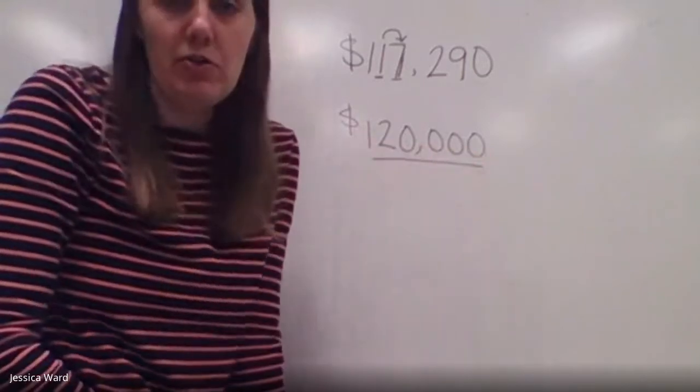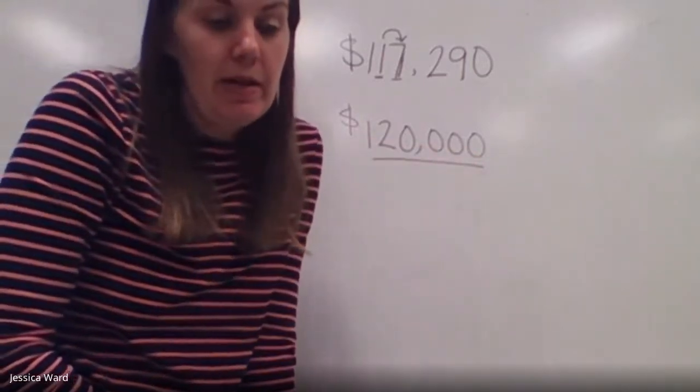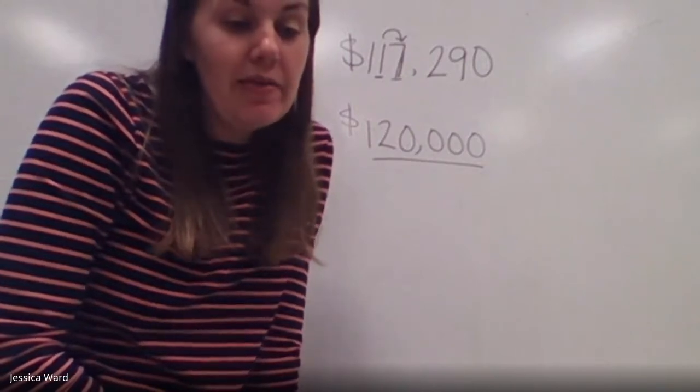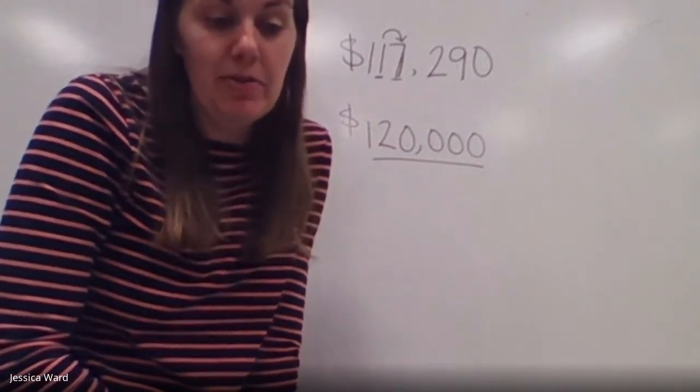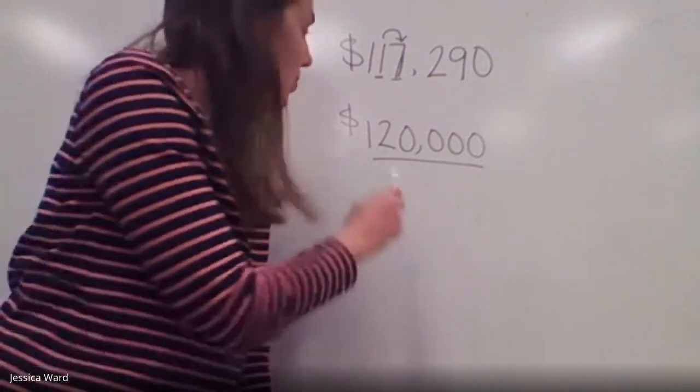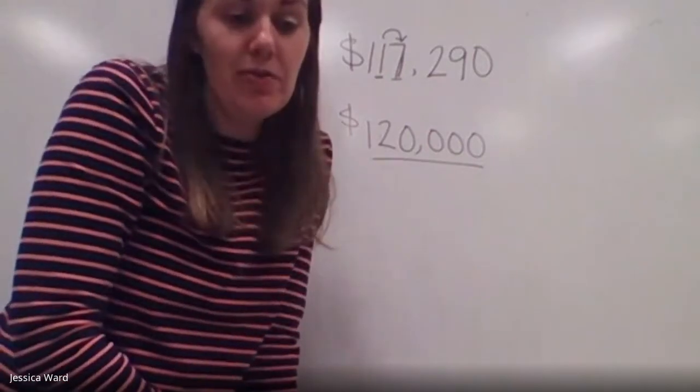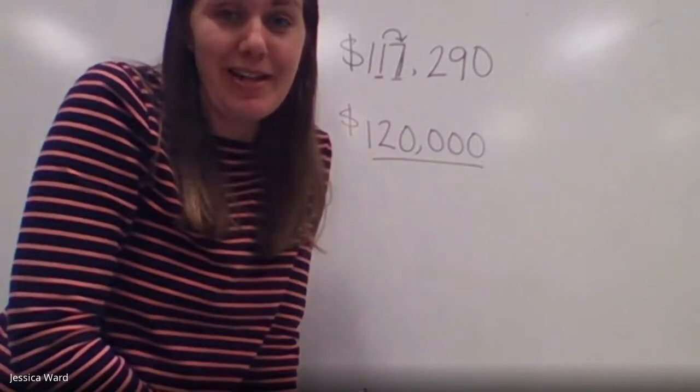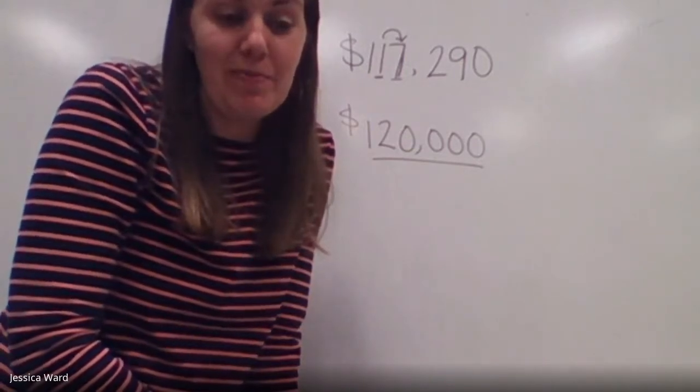Same thing, 120,000. Number 3 says, to the nearest 10,000, what amount does Mia round to? Same thing again, $120,000. So you've written the same answer 3 times, just in case you weren't sure.